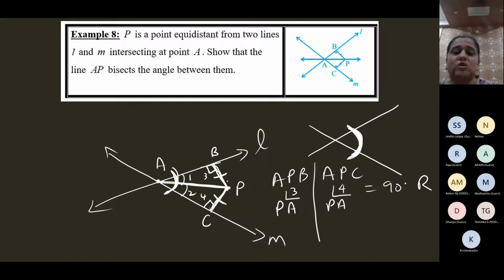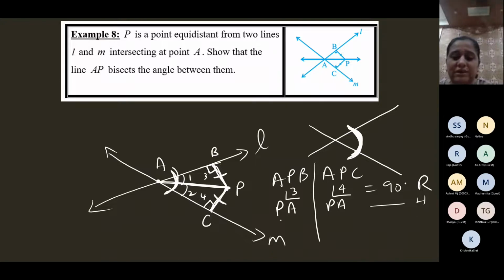Both APB and APC are right triangles. And which side do we identify as the hypotenuse? The side opposite to the right angle. So clearly AP is the hypotenuse in both the triangles. And it's the common hypotenuse. So that makes it H. PA is equal to PA because common hypotenuse. So that is H.